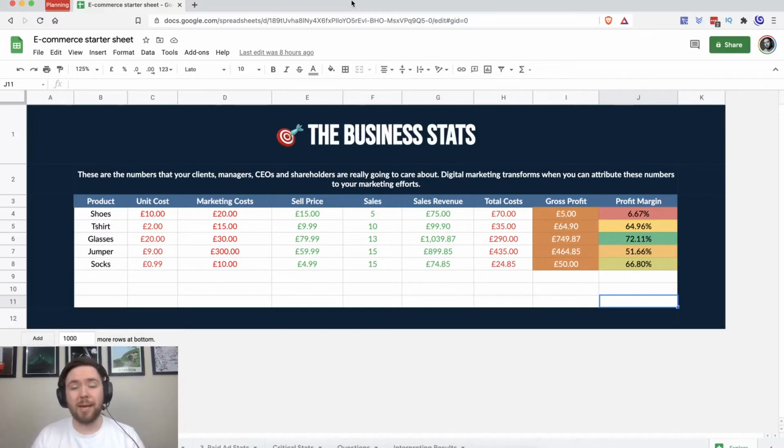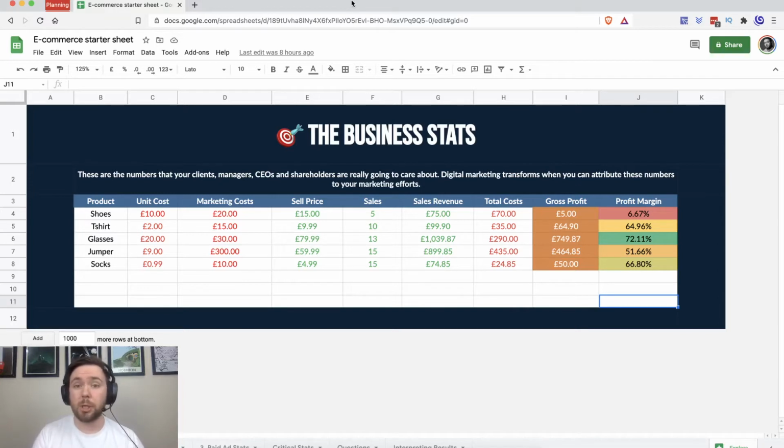So what I've done is I created a really simple series of tabs in our spreadsheet. Each tab represents a sort of document or dashboard that you might come across. The first one that we're going to go through is business stats, and this is going to show you the essential numbers that the senior powers that be, your managers, your CEOs, your stakeholders, your clients are going to want to know.